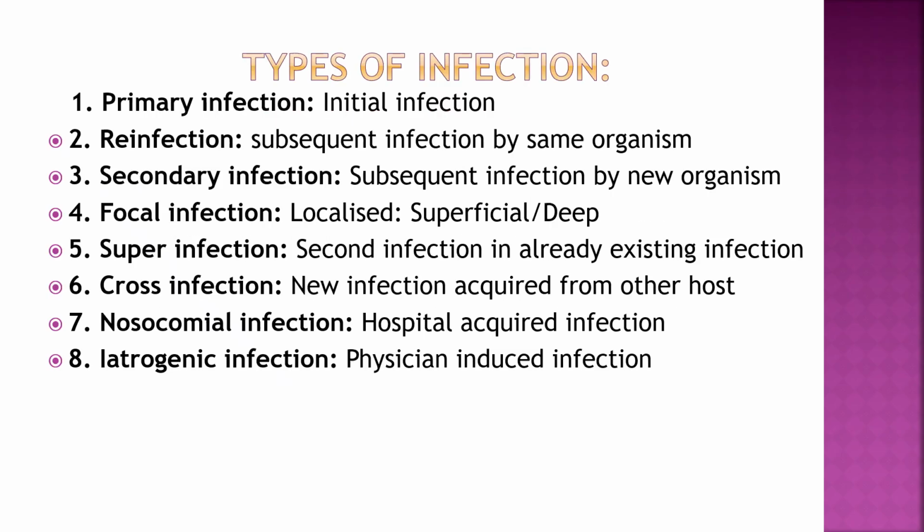Now let's see the types of infections. Primary infection is the initial infection. Reinfection is a subsequent infection by the same organism. Secondary infection is a subsequent infection by a new organism. Focal infection is a localized infection. It can be superficial or deep. Superinfection is a second infection in an already existing infection.